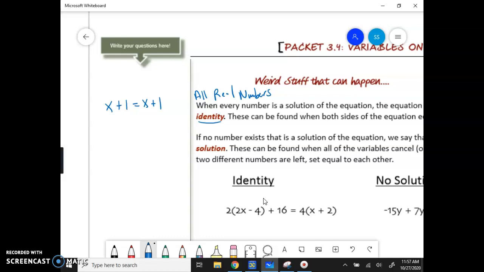x could be 3, because 3 plus 1 is 4, and 3 plus 1 is 4 on the other side. x could be 100, because as long as it's the same on both sides, which it is, because it's the same variable raised to the same power, we're going to get the same answer on the left and the right side. So whenever you have that, you're going to put identity or all real numbers.